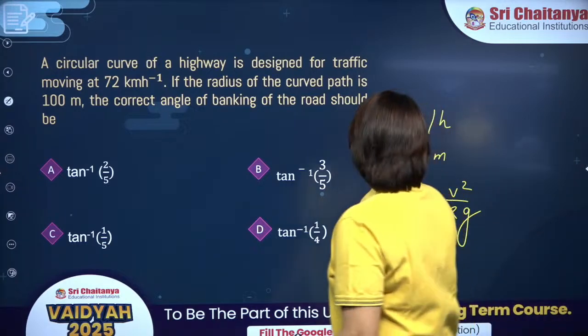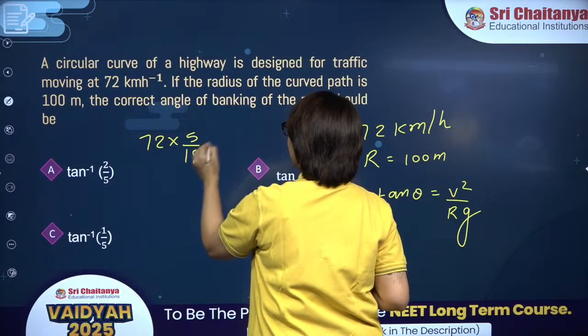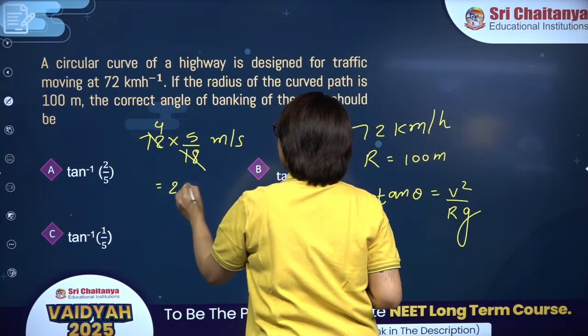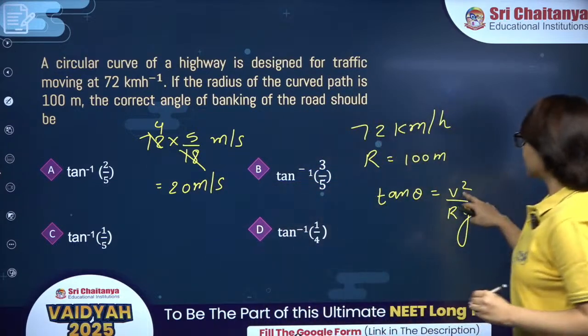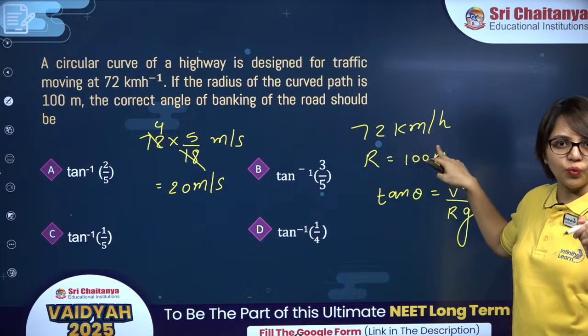V will be, see, it is 72. So it is 72 into 5 upon 18 meter per second. So it will be 20 meter per second, right? So you have to put the value of velocity as 20, not as 72, okay?